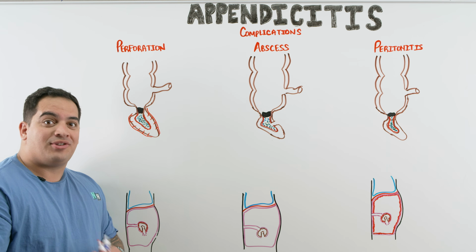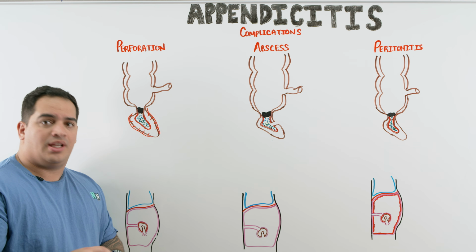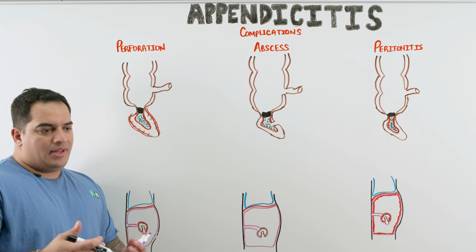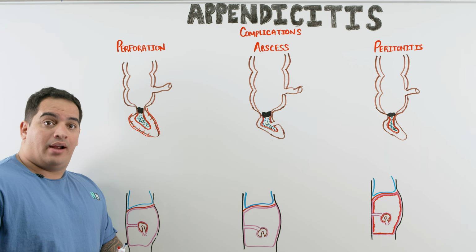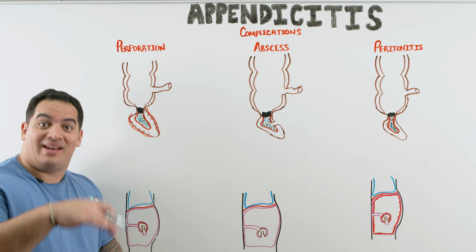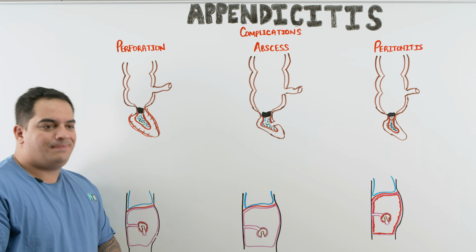All right, my friends, so now we're going to talk about the complications of appendicitis. Patient comes in, right lower quadrant pain. Maybe they started off with some periumbilical pain that migrated there. They got McBurney's point tenderness. They got some of those appendicitis signs. So you're thinking, they got appendicitis.